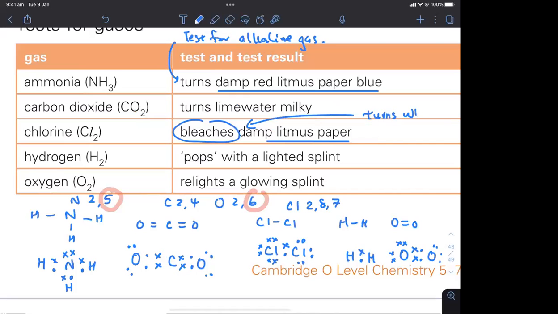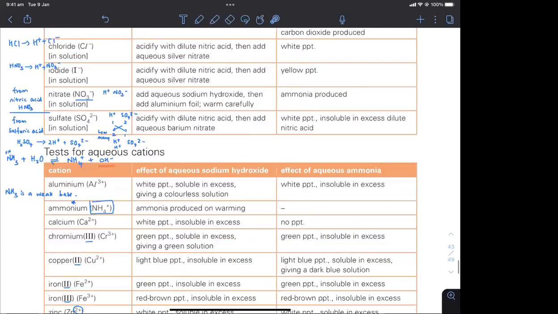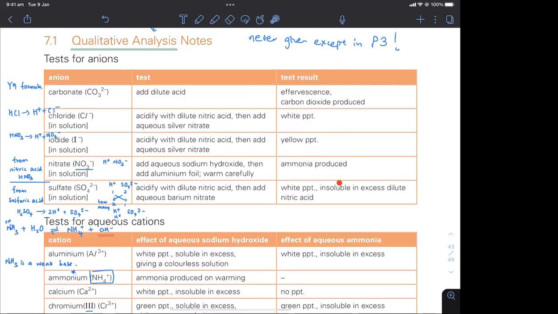But we don't call it white now, okay? We call it bleached because of the bleaching agent present. When you use Clorox, you smell a very overbearing, overpowering kind of smell. That's the smell of chlorine, like the smell of a swimming pool. Okay? Test for gases, test for cations, test for anions. You're supposed to know this table completely.